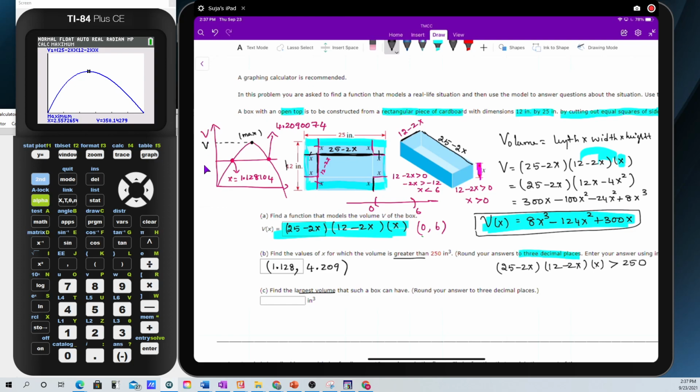And here again it says round to 3 decimal places. So the answer should be 350.143 inches cubed. So let me write the maximum point. I see is 2.557 comma 350.14279. Again, rounding off to 3 decimal places, I'll get that as an answer.